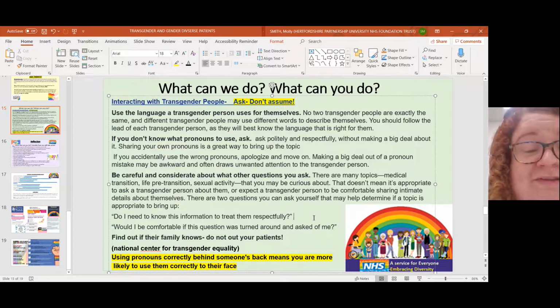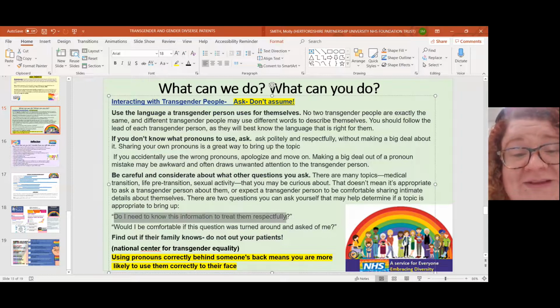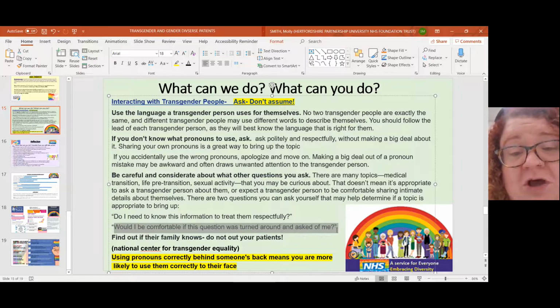And again, if a patient wants to tell you physically what is between their legs or anything else, that's up to them. But only ask these questions if they are relevant to the work you are doing. If you wouldn't like those questions, then why should they have to answer them? It's always good to ask yourself, do I need to know this information to treat them respectfully? Do you need to know that information, or are you being inappropriately curious? Would you be comfortable if this question was turned around and asked of you? If you don't want to answer that question, why should they?